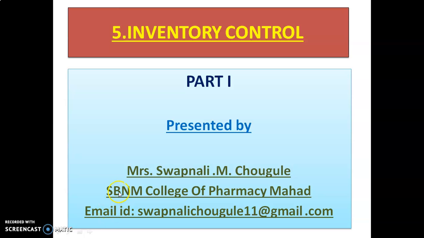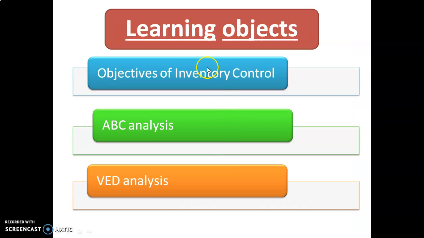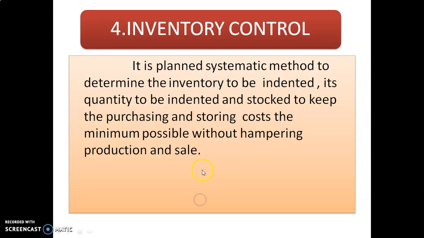Today we will discuss the fifth chapter of DSBM, which is inventory control. First we will learn about part one. Part one includes the learning objectives: the objectives of inventory control, ABC analysis and weight analysis.